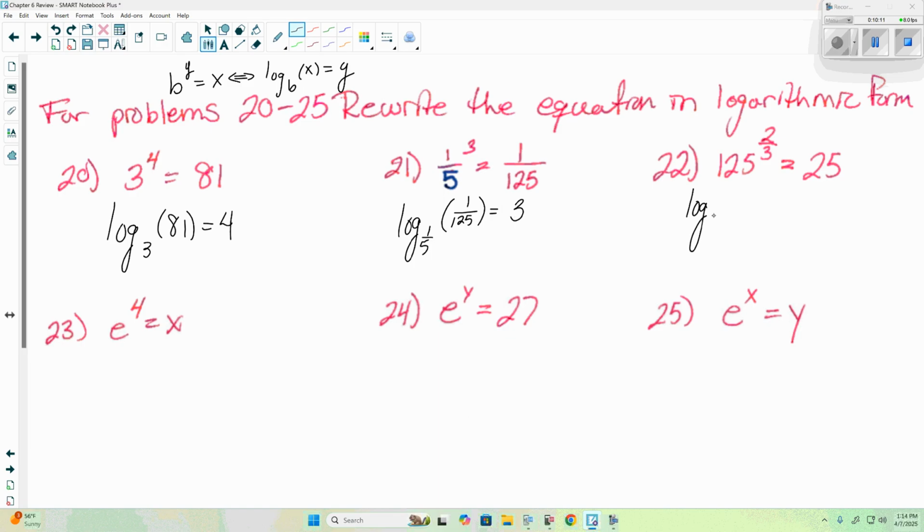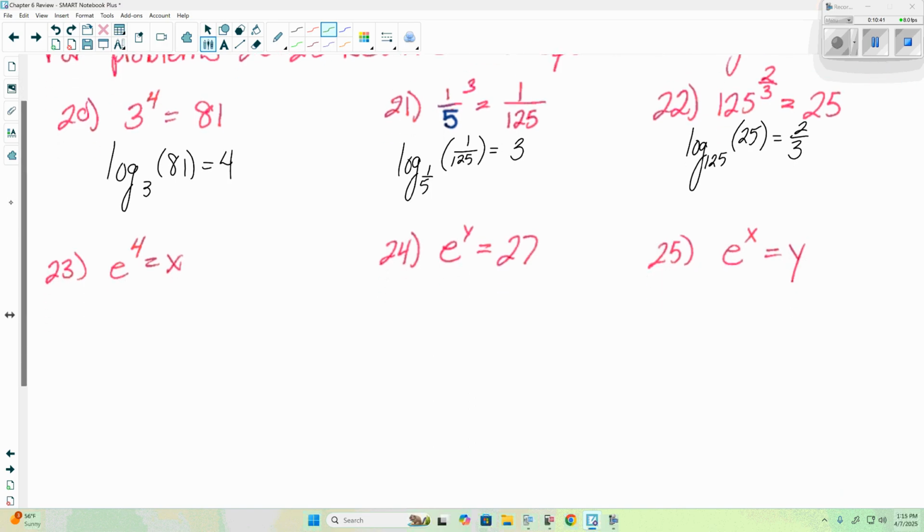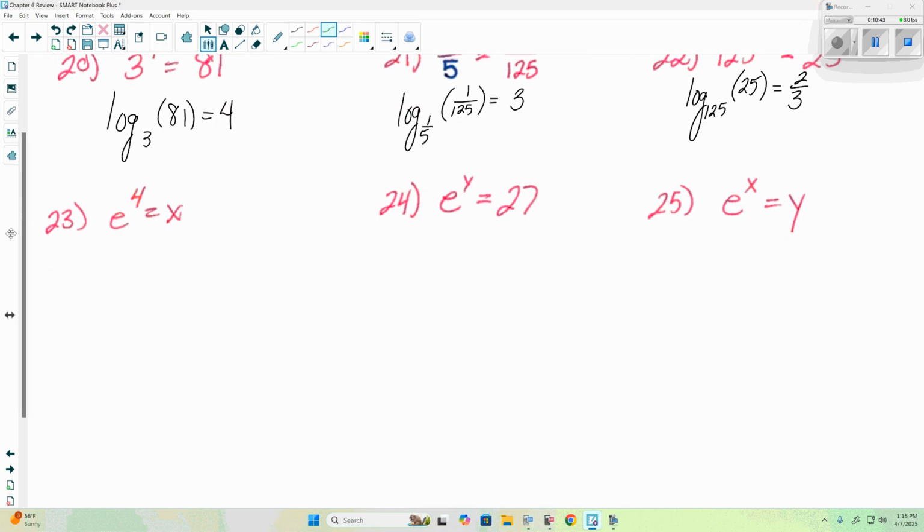Log base what? Log base 125 of 25 is equal to 2/3. This is easy. e to the y equals x if and only if the natural log of x is equal to y. Okay, well, that's half of the thing. We do 24, technically. So we'll do 23 first.